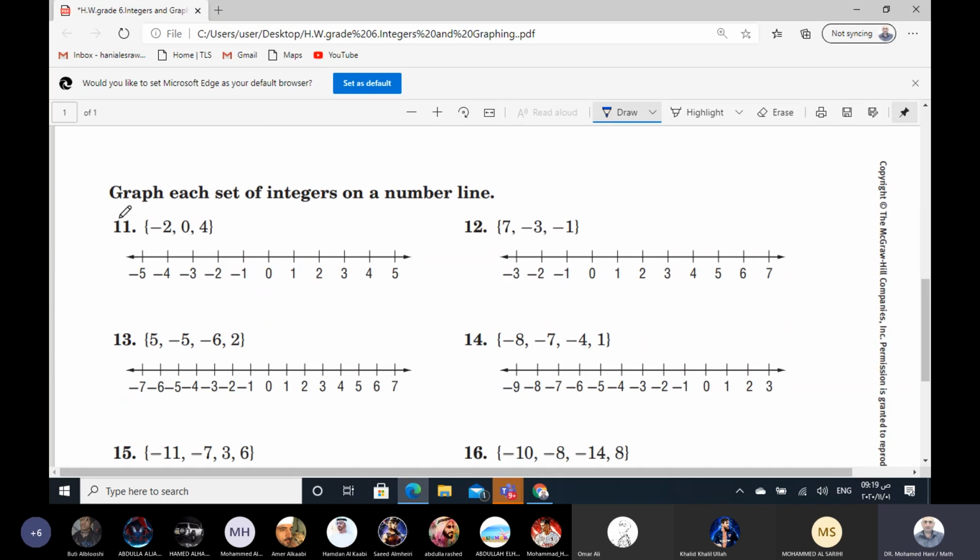The question now: graph each set of integers on a number line. You have 4, positive. Go to the positive side. This is 1, 2, 3, this is 4. So put a point here. Then here we have 0. This is 0, so put a point here. Then here we have minus 2. This is minus 1, this is minus 2. So put a point here.